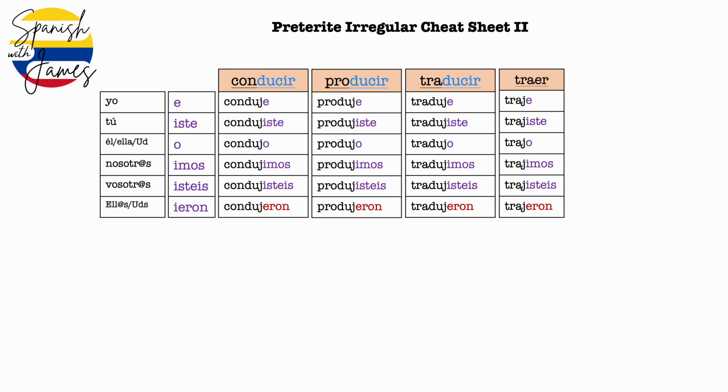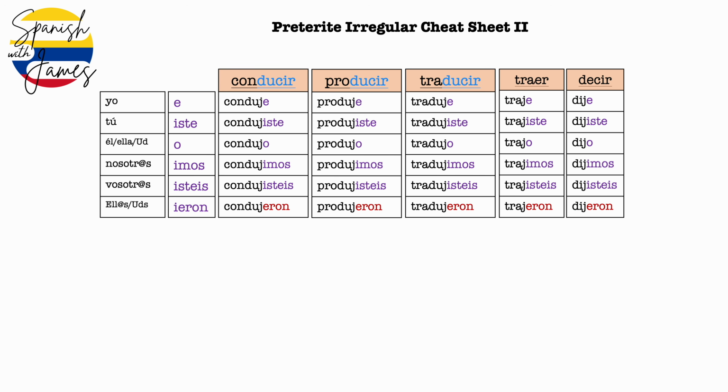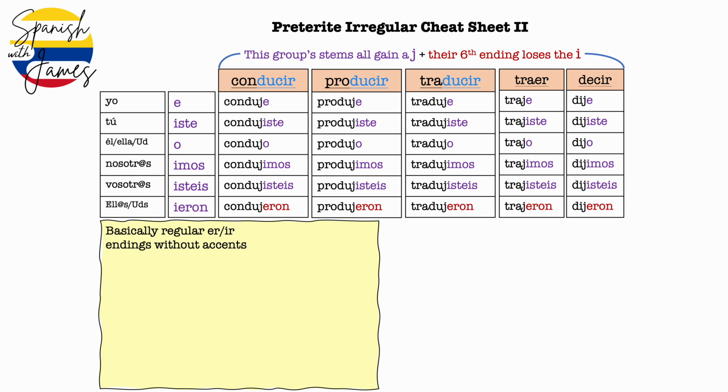Next up, we've got traer, which is to bring, and decir, which is to say. I've put them in the same sort of family because all of their stems in the preterite gain a J. None of them have the letter J in the infinitive, but they all have a J throughout the preterite tense. The next group, there's only 2 verbs in this group, and these are verbs which basically use the regular endings that we would use with ER and IR verbs, just without the accents.